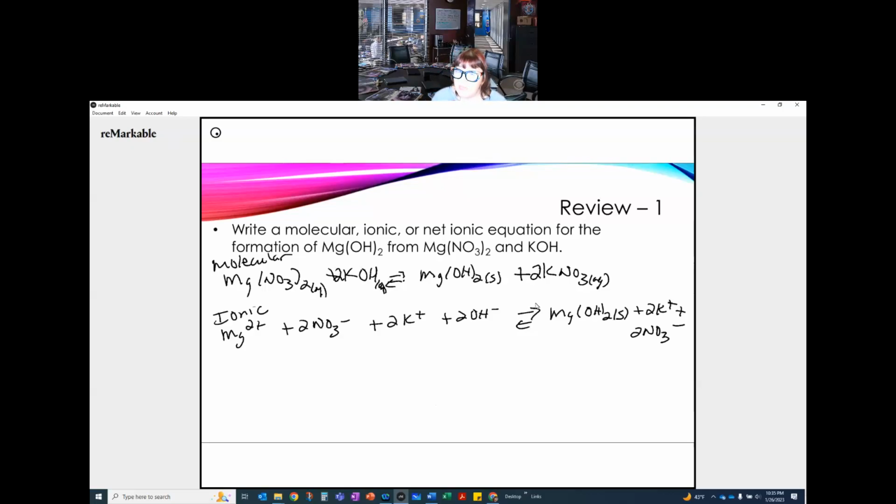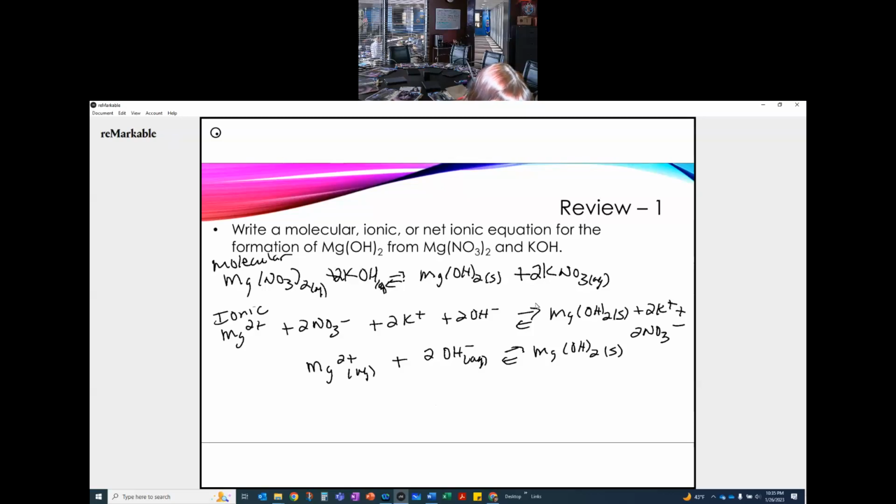Excuse me, sorry. And so that's interesting chemistry to me as a chemist. So I might be interested in how did I make that solid? Well, I made it from the Mg2+, which is aqueous, plus the 2 OH- that are aqueous, giving me an Mg(OH)2 solid. So that's my net ionic equation.